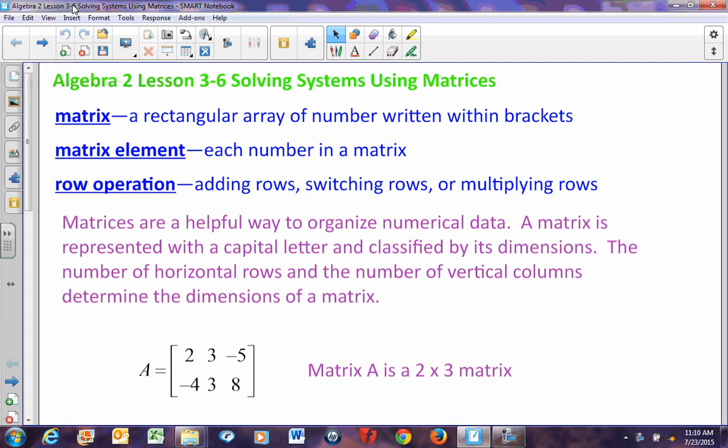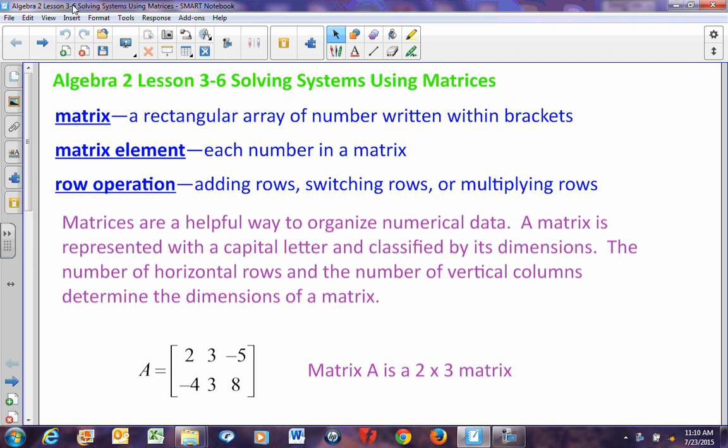Matrices, Algebra 2 Lesson 3-6, Solving Systems Using Matrices. A matrix is a rectangular array of numbers written within brackets. A matrix element is each number in a matrix, and a row operation can be something as simple as adding rows, subtracting rows, switching rows, or multiplying rows. Matrices are a helpful way to organize numerical data.